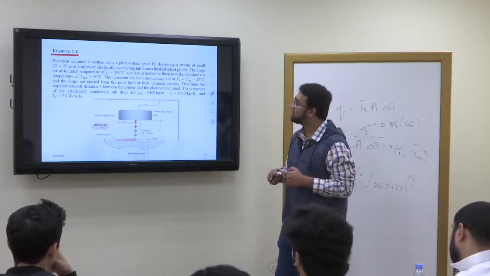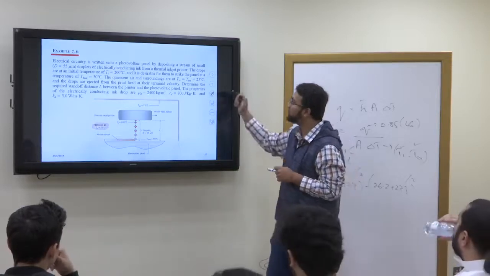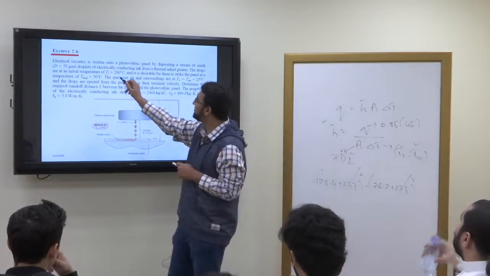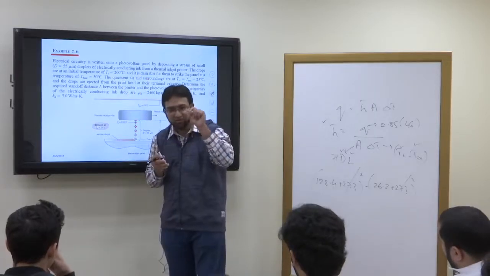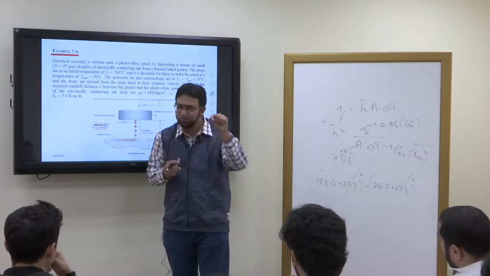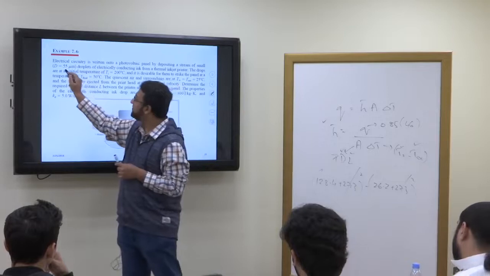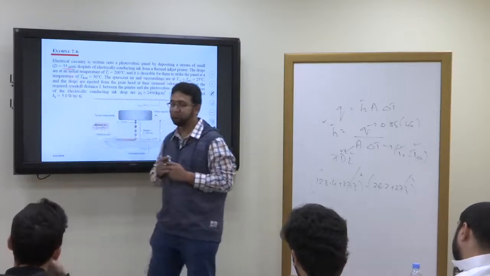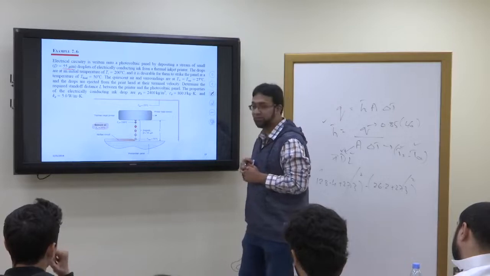Electrical circuitry is written onto a photovoltaic panel by depositing a stream of small droplets of electrically conducting ink. So they put droplets of the ink on the panel, continuously, and the droplets are of the size around 55 micrometers, from a thermal inkjet printer.